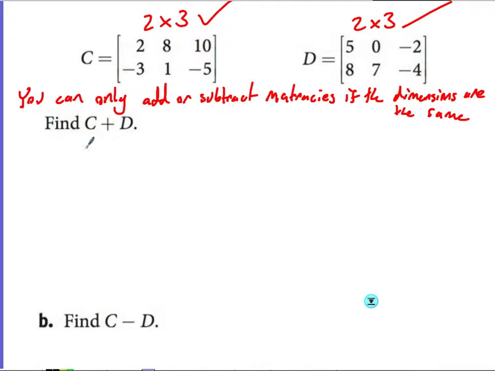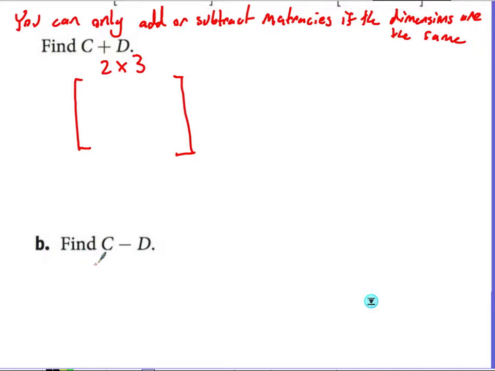Now, let me have you use your intuition here. When I add matrix C to matrix D, what do you think the dimension of the sum of those matrices is going to be? Well, some of you were able to guess really well. The dimension of the sum of the matrices is going to be also 2 by 3. What about the dimensions of the difference of the matrices? Again, some were able to guess correctly. It's going to also be a 2 by 3 matrix.